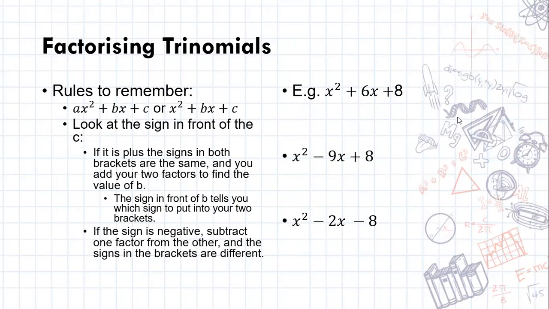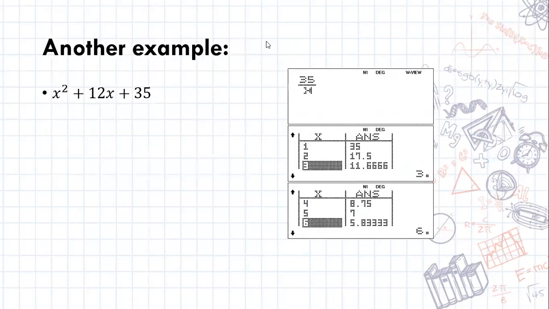Let's do another example. So here we've got x squared plus 12x plus 35. So plus tells me that it is same sign, so I can write down my brackets. And I've got x, and my signs are both pluses because of the plus in front of the b.